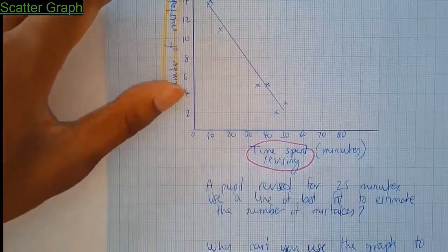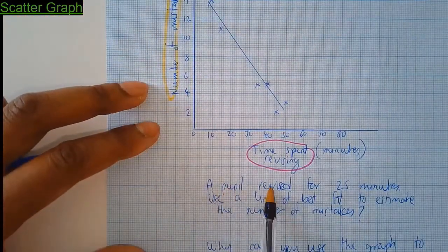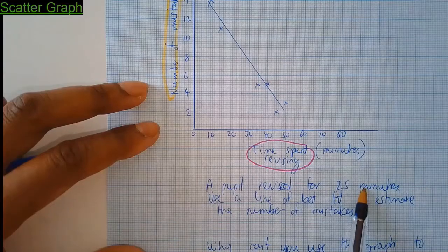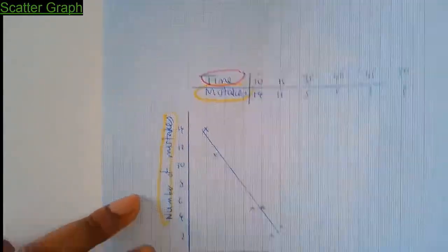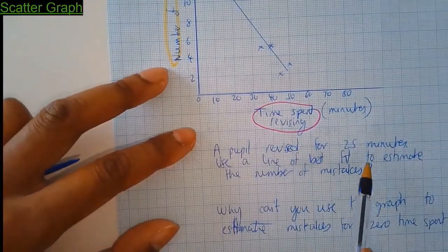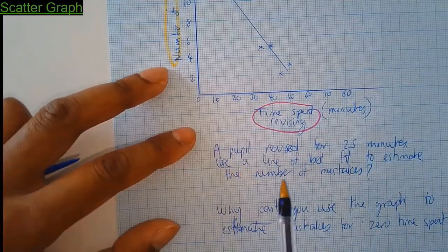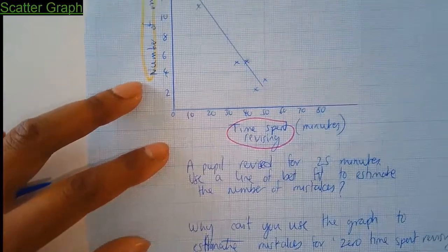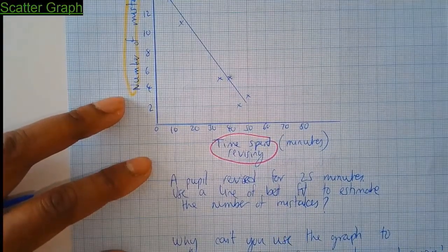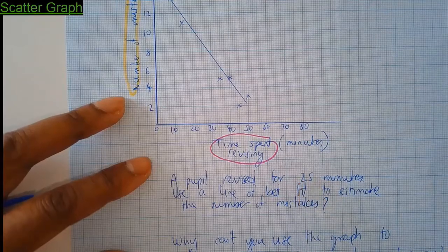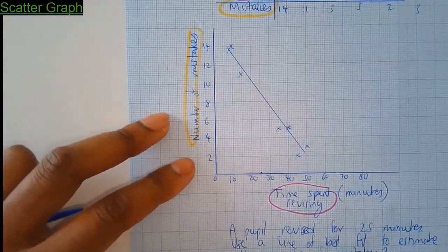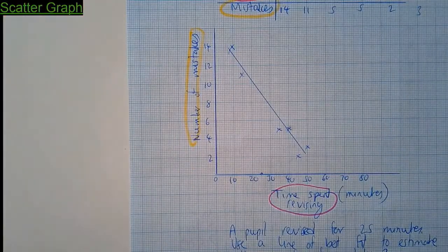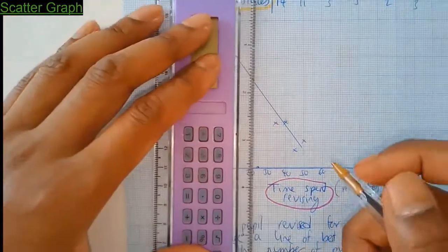A pupil revised for 25 minutes. Now, we don't have that information here for the 25 minutes, how many mistakes. Use the line of best fit to estimate the number of mistakes you'd expect a person with 25 minutes of revision. So what you do is you can use the line of best fit to get the information. It's what we call interpolation, because that information, that 25 minutes, is within the data that we have.